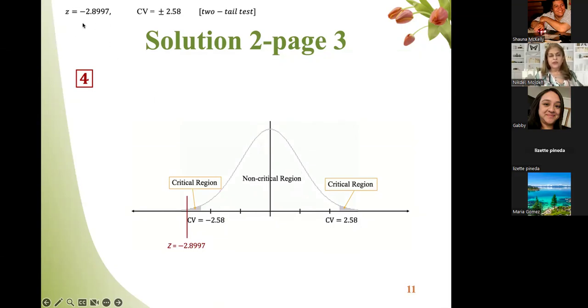And my test value, negative 2.8997, is a little bit smaller than my critical value. Here it is, so locate that. I see that my test value is falling in the gray region, which is the critical region. So I'm going to reject my null hypothesis, H0.